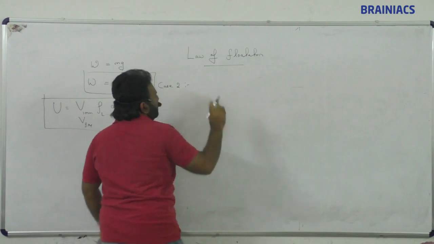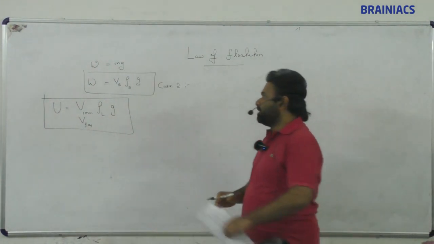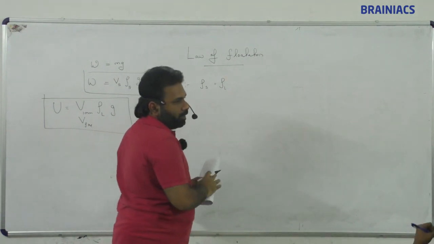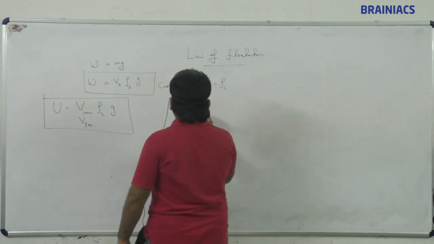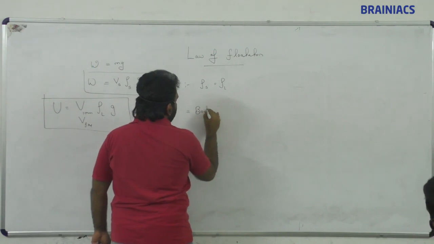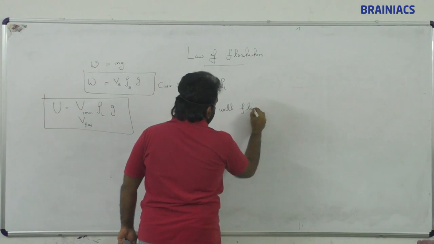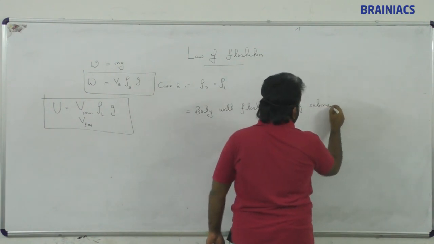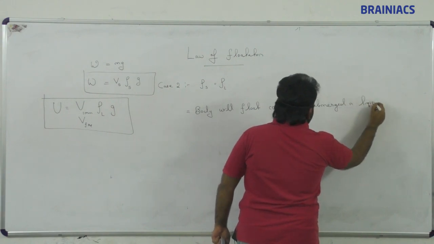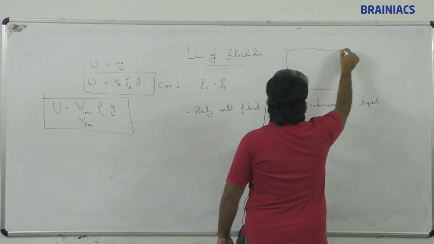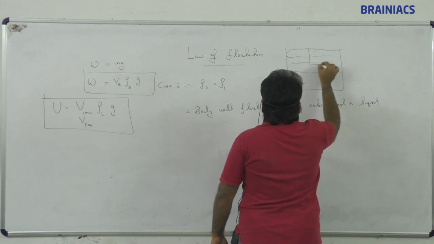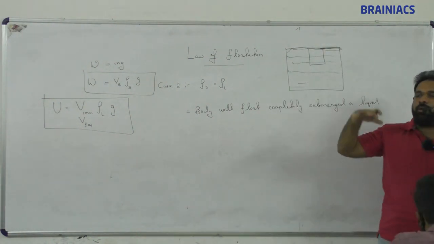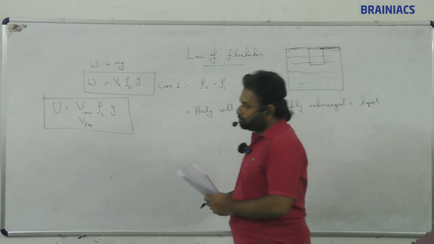Suppose case 2. Case 2 is nothing but density of the solid is equal to density of the fluid. Density of solid is equal to density of the liquid. Okay, so if both are the same, what will happen? The body will float, completely submerged in water, submerged in liquid, just like this. This is the water or fluid, whatever it may be, the body will be here. It will be floating, but the body will be completely inside. Clear? That is the second case.